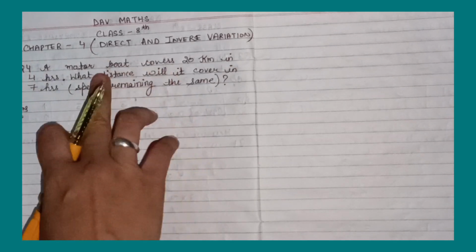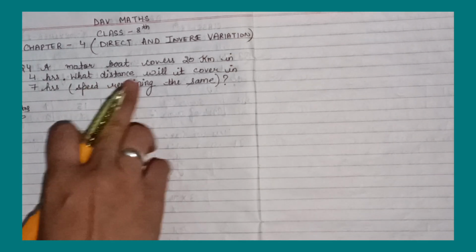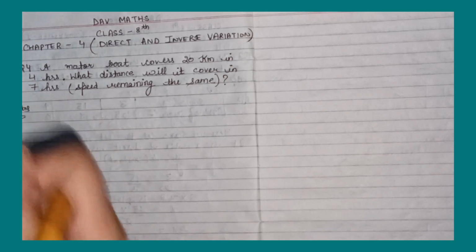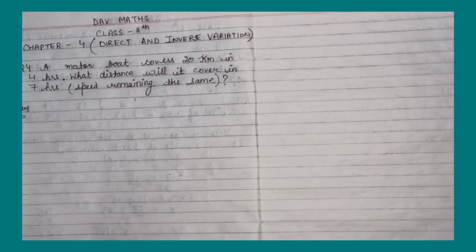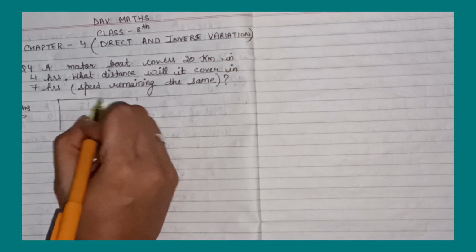We are given that a motorboat covers 20 km distance in 4 hours. In this question we have to find out what distance the motorboat covers in 7 hours. So firstly I have to make the table for this question. Now I start making the table.